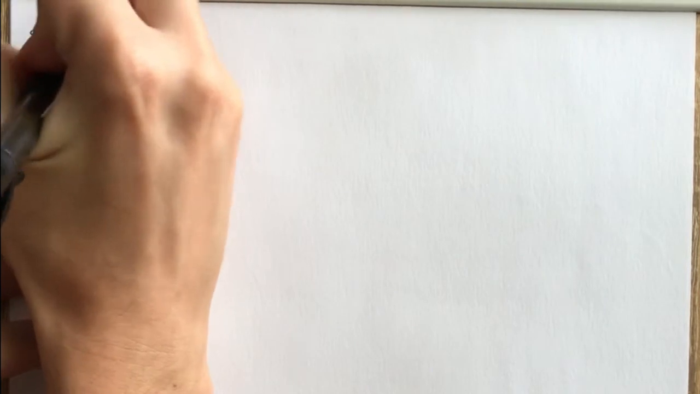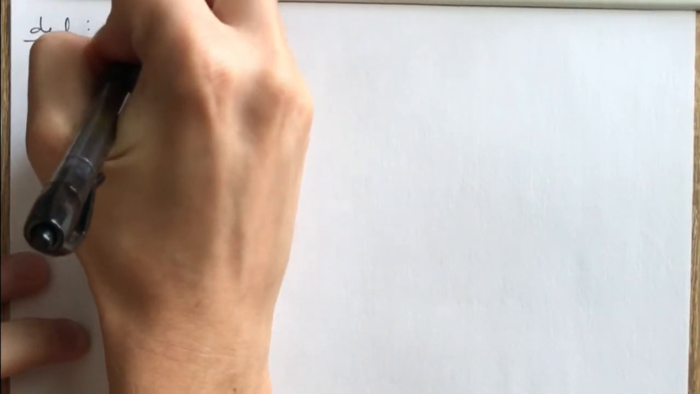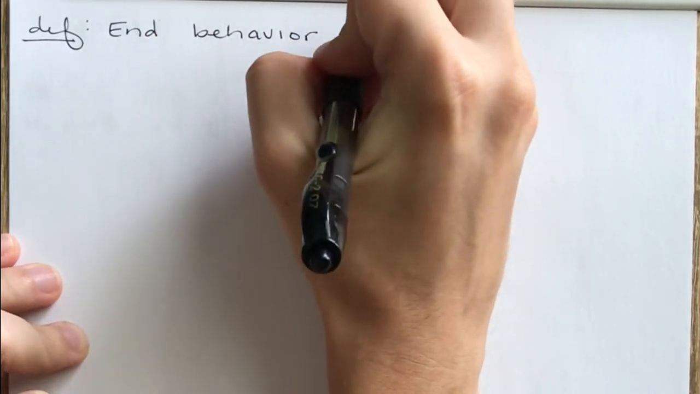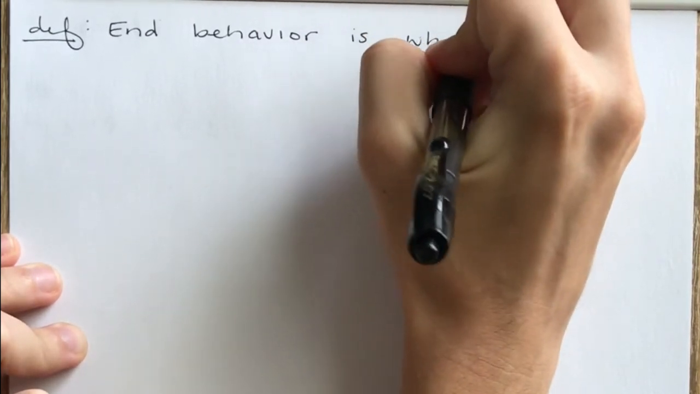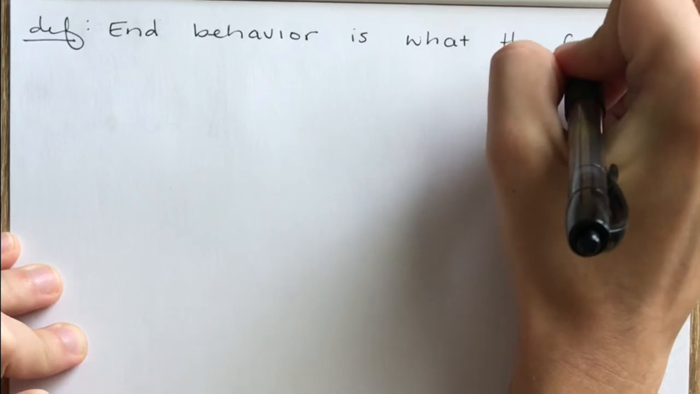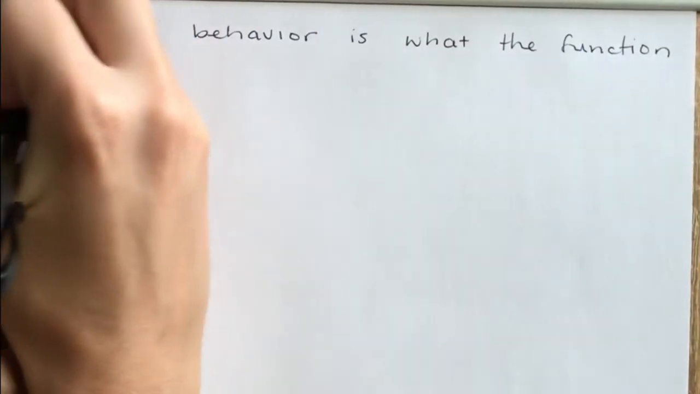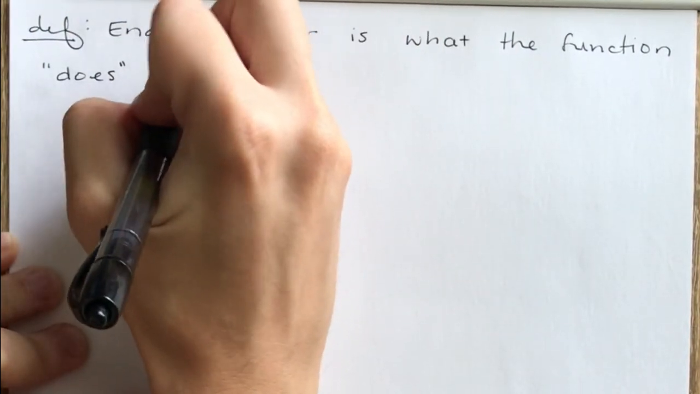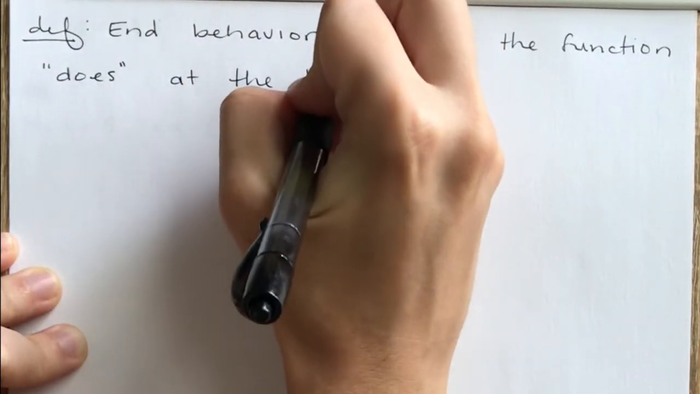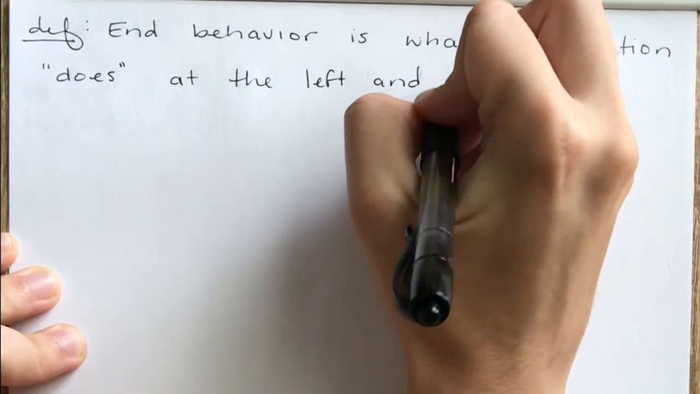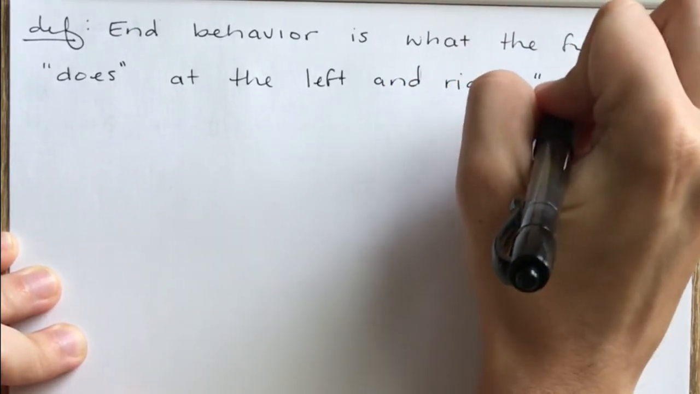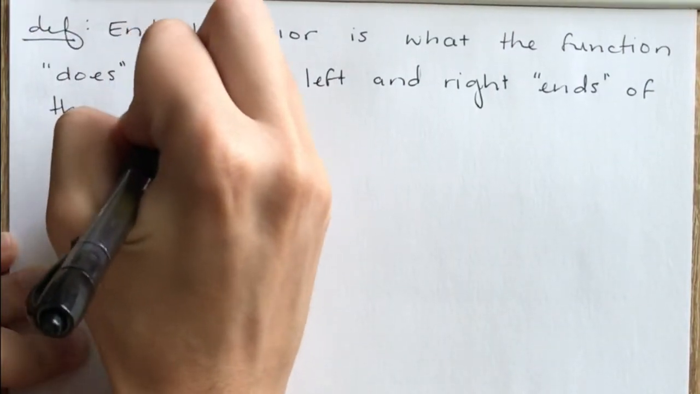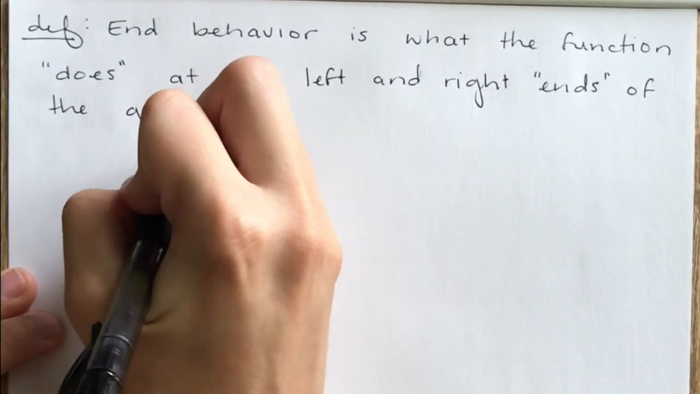Great, okay. Let's go back to our notes really quickly to talk about end behavior. Okay, definition. End behavior is what the function does at the left and right ends of the graph. Let's look at an example here.